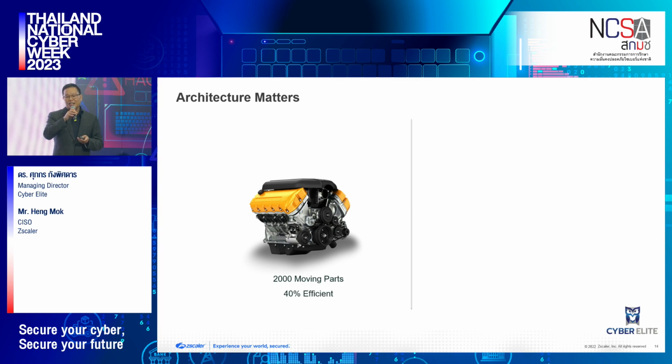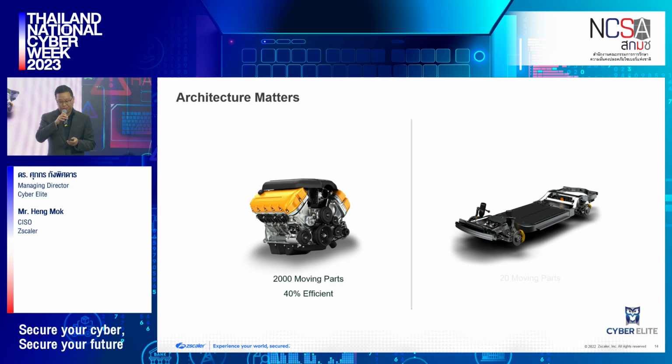And when we talk about architecture, why is it important? So if we think about the combustion engine, there is 2,000 moving parts and it's 40% efficient. When we then think about the electric engine and what we have now, there's really only 20 moving parts and it's 85% efficient. So when you think about maintenance, when you think about life cycle management, an electric engine has much less of that compared to a combustion engine. And that's the way that we compare, I guess, legacy architectures to a zero trust architecture.